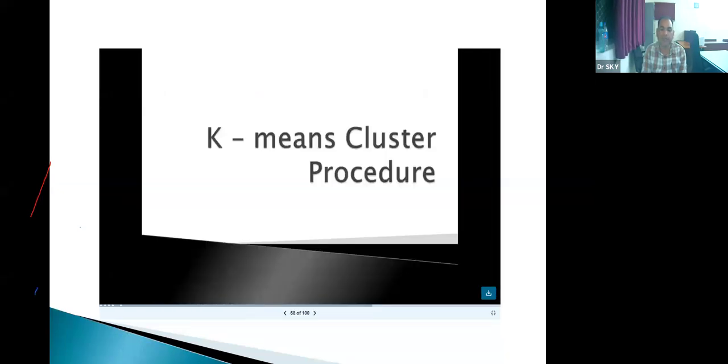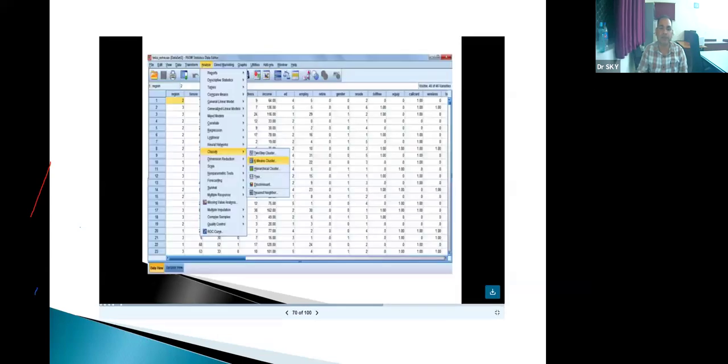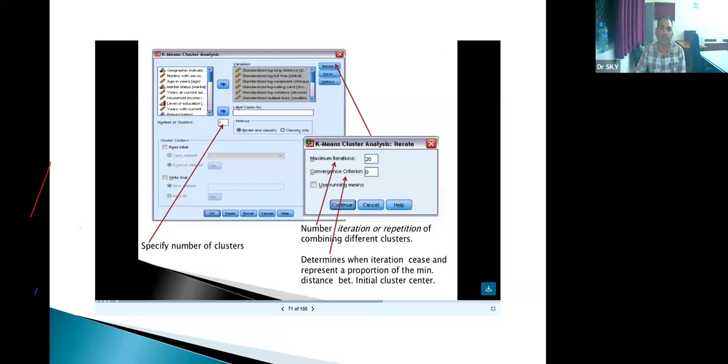Now we come to K-means cluster. Here the number of clusters is known well in advance. How do we apply it? Go to Analyze and then Classify. There you will see K-means Cluster. Click on that, and you will see the maximum number of iterations is 20 and the convergence criterion is 0, no issue. We have to set the number of clusters in advance, so this is 3.